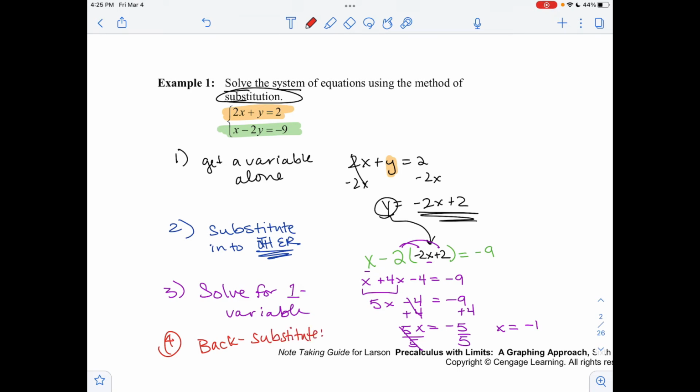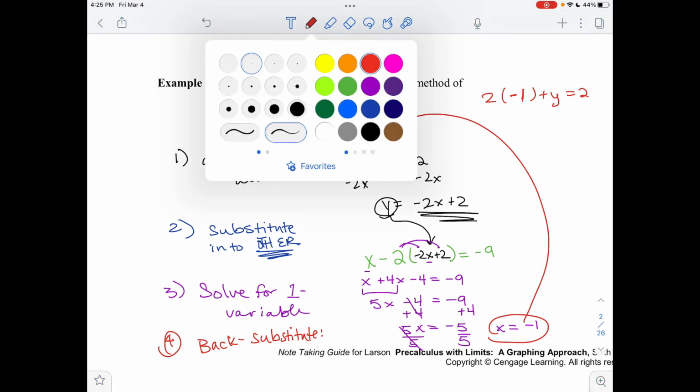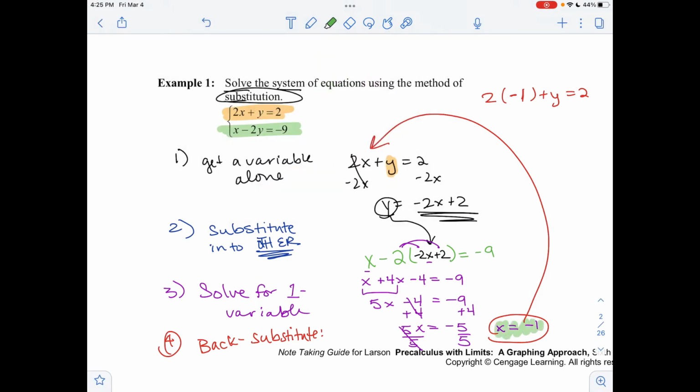Back substitution means we take our answer and plug it back into one of our original equations. So 2x plus y equals 2, and x is really negative 1. We just found that right here. Now we're just going to solve for y. So we get negative 2 plus y equals 2. Add the 2 to both sides. We get y equals 4. So my final answer, we're going to put in terms of an ordered pair solution, (-1, 4).